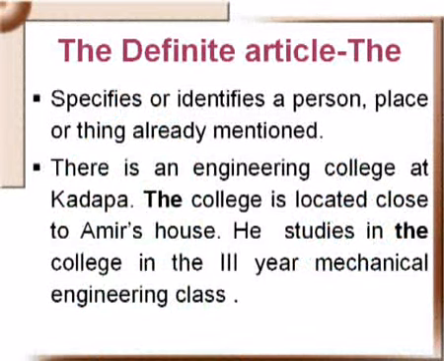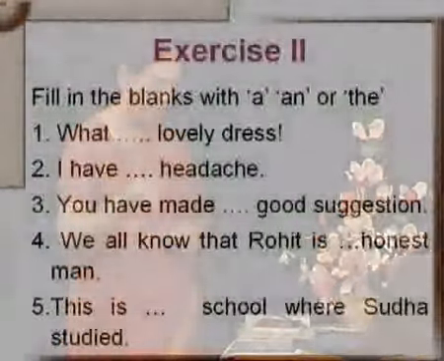For example, there is an engineering college at Kadapa. The college is located close to Amir's house. He studies in the college in the 3rd year mechanical engineering class. Notice how in the second sentence particularly, the word the makes a second reference to the college. We know which college it is. We know that the college being referred to is the college that was described or mentioned in the first sentence. Therefore, we use the word the instead of a or an.